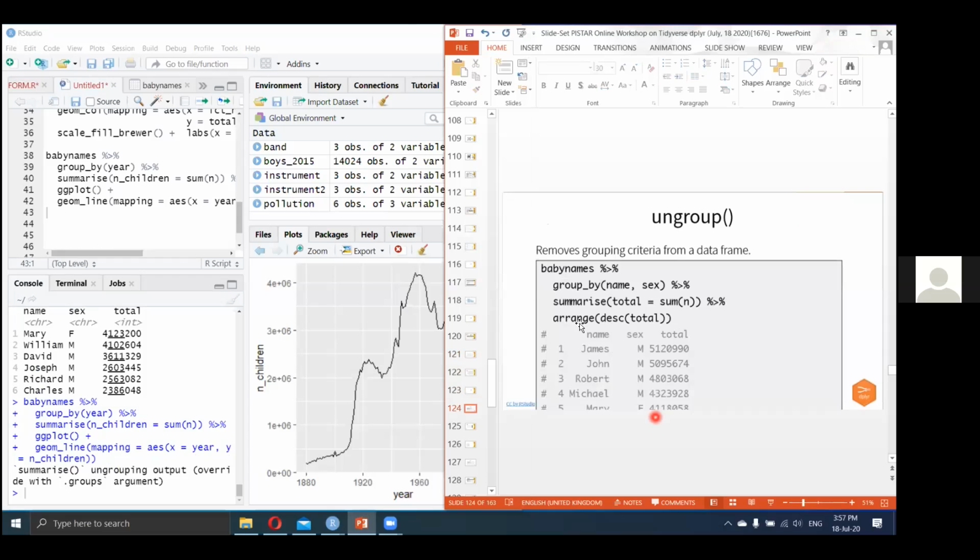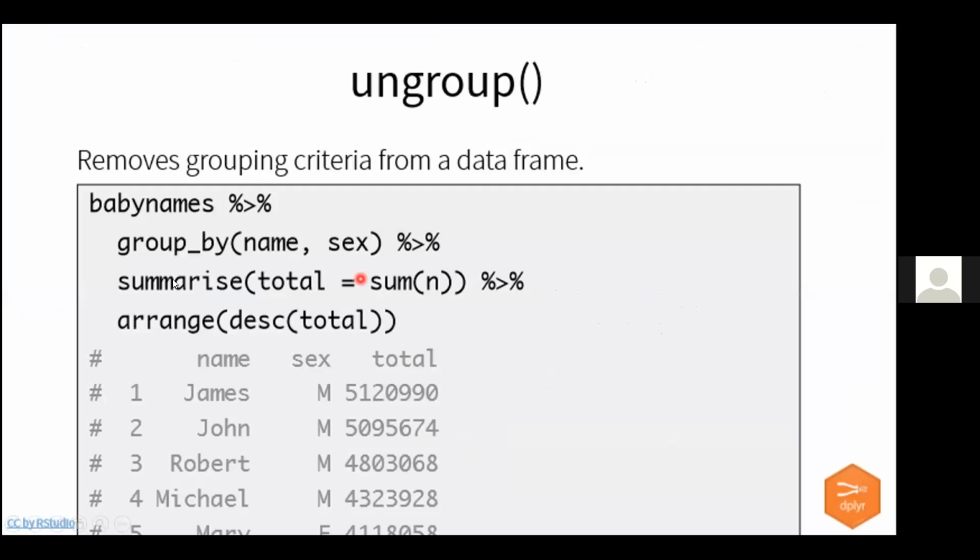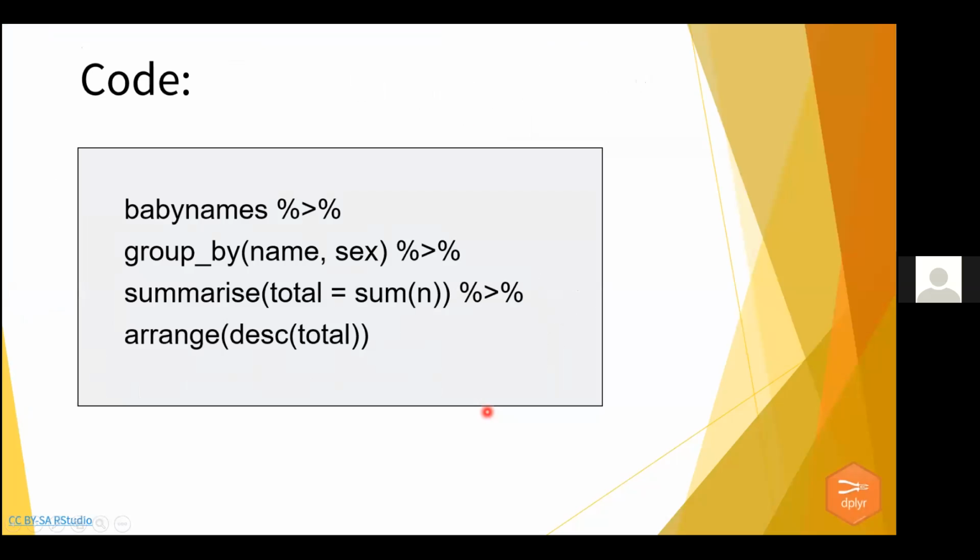We have done this. Ungroup, actually, you can see from this presentation, from this PowerPoint, you can see the group gives you the output in such a way, in which James, John, Robert, Michael all were present along with their totals. And we have done this. Okay.